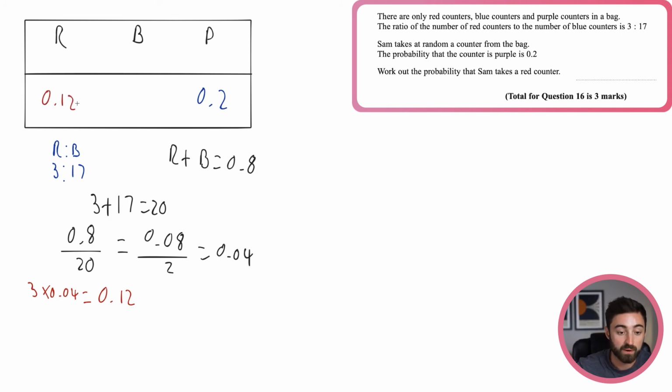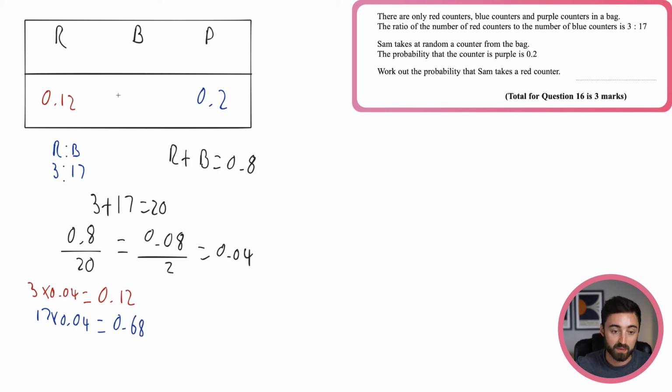And then the blue is going to be 17 times this 0.04, which might be a bit grim, but when you actually think of it, we know that together red and blue make 0.8. So another way of looking at this is, okay, I now know that red is 0.12. So if I just take that from the 0.8, what's that going to get me? That might be simpler. Take off the 0.1, I get 0.7, and then take off the 0.02, I'm just going to get that 0.6, basically.